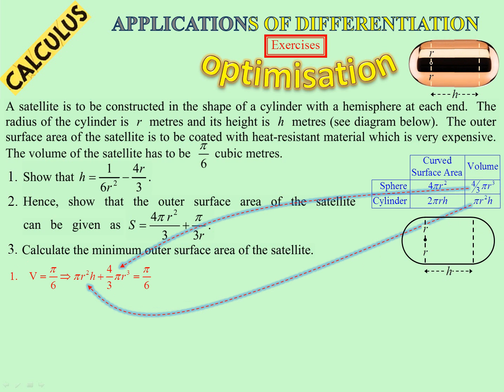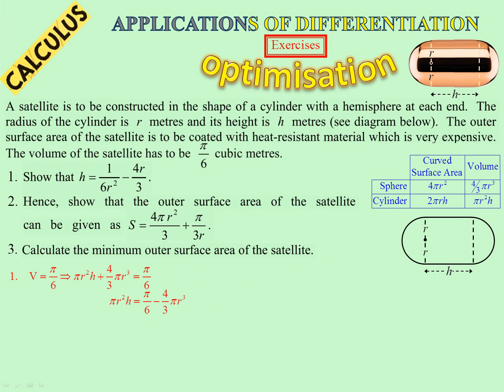So there we are, volume equals. And I'm putting it equal to π/6 because that's what we were told the volume has to be. Now we can solve that for h. There we are. And there's our value of h. Hence show that the outer surface area of the satellite can be that. Well, in other words, it says using this, hence means using this, show this.